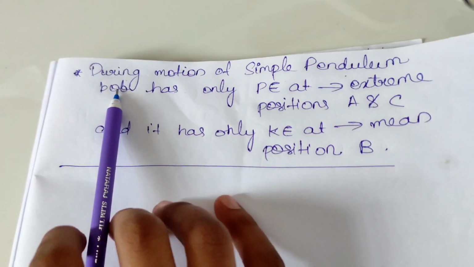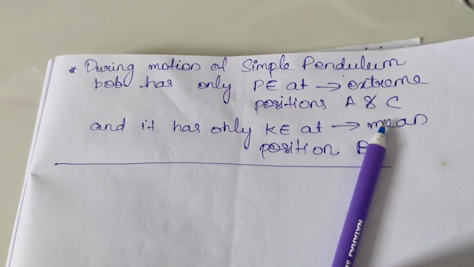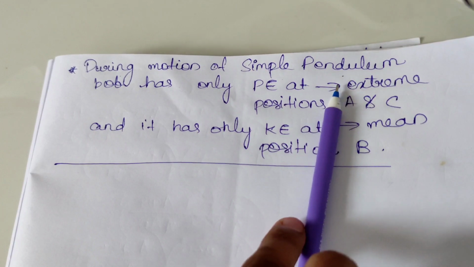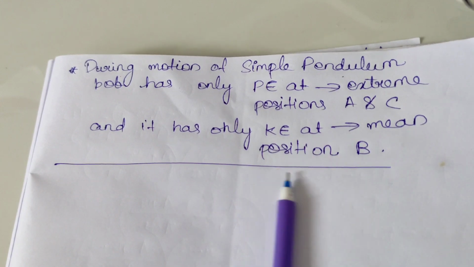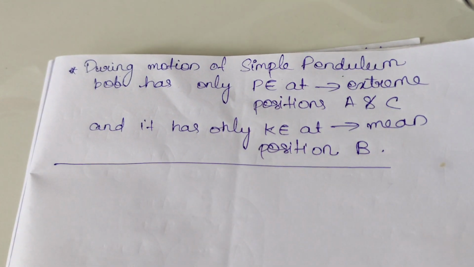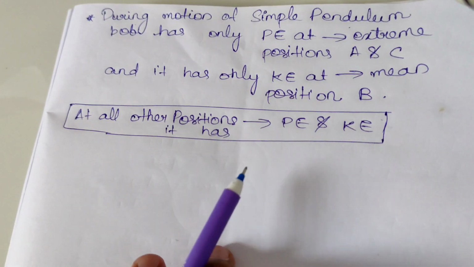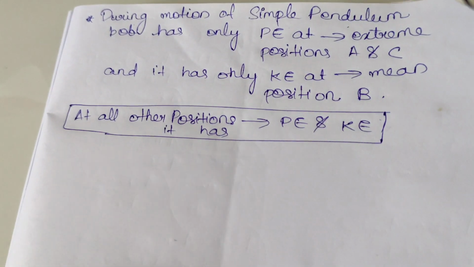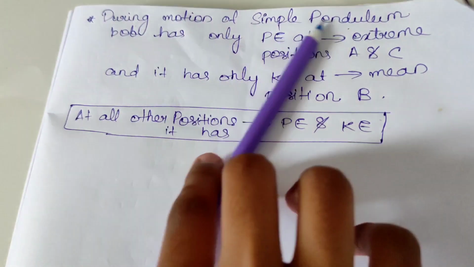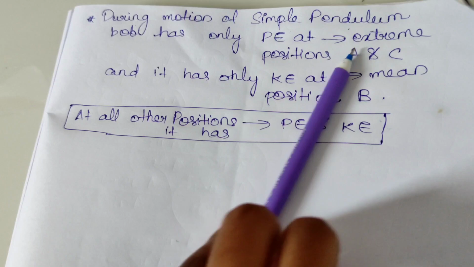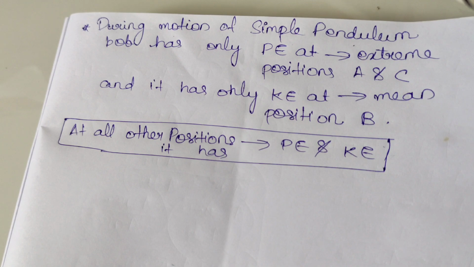So what we can conclude is that during the motion of a simple pendulum, the bob has only potential energy at the extreme positions A and C, and only kinetic energy at the mean position B. At all the other positions, the simple pendulum has both potential energy and kinetic energy. So these are the three main conclusions or points which you have to learn thoroughly.